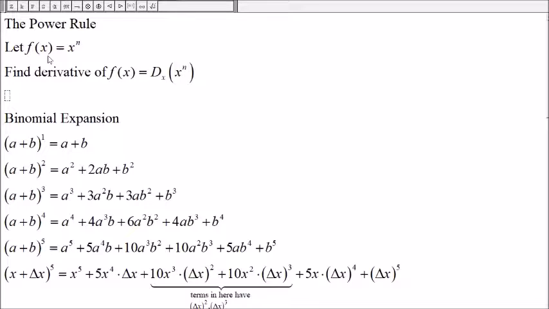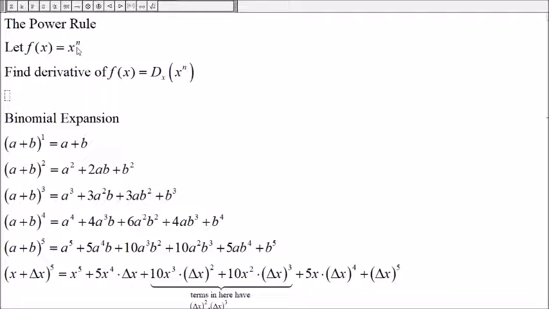Here we have the function f of x equal to x to the n, and we want to find the derivative of x to the n, where n can be positive or negative. Obviously if n is 0, then we just get 1, and the derivative of a constant is just 0. If n is 1, then we get x to the first, which we have done earlier, and the derivative of x to the first is just 1.